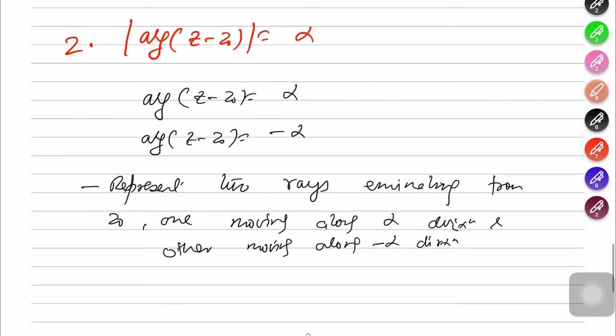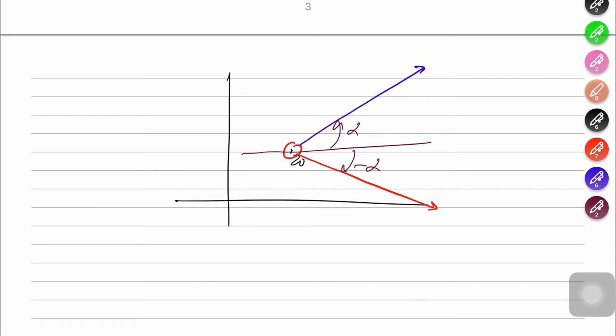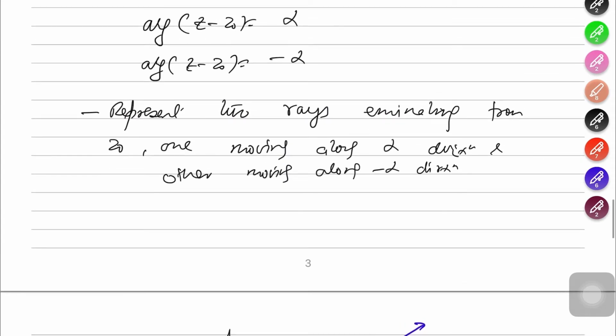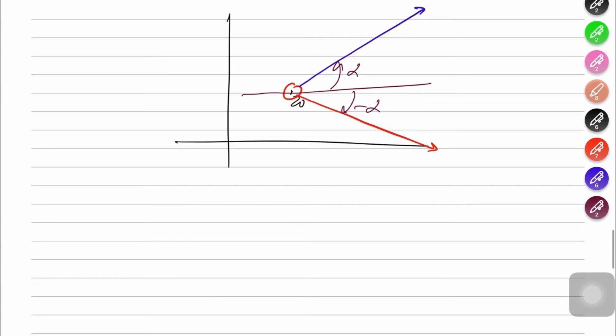Okay, so clearly somewhere is, let's say, z naught, so one is going along this direction and the other is going along this direction. The angle is, this is alpha and this is minus alpha. So basically they represent two rays emanating from z naught. Okay, let's take a quick example.